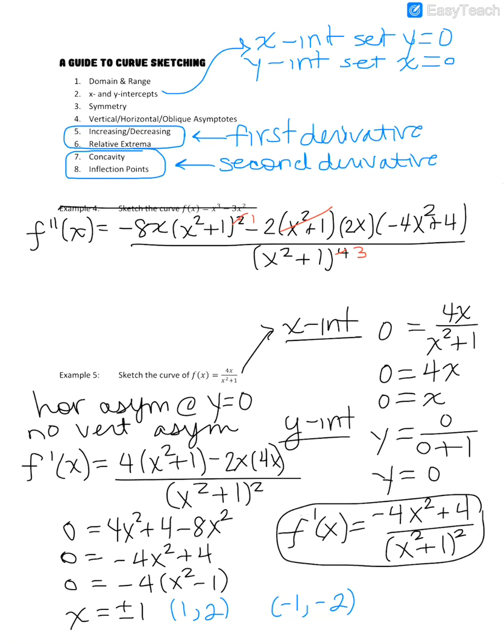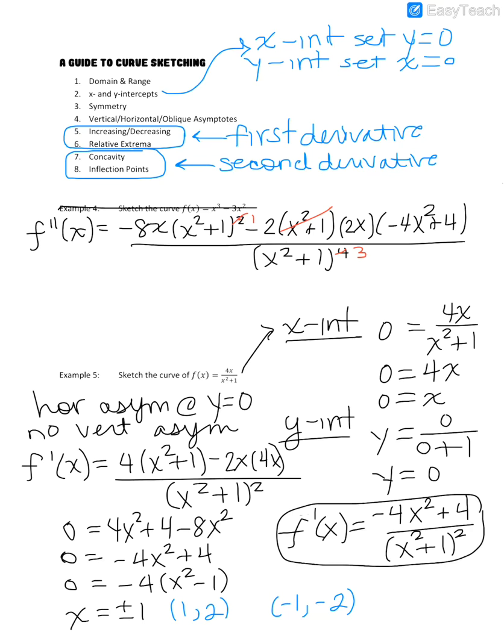Okay. Now, since I'm setting this equal to 0, I do not care about my denominator, so I'm just going to set my numerator equal to 0. But I was happy to cancel some things before I got rid of my denominator because it's just going to make it easier.